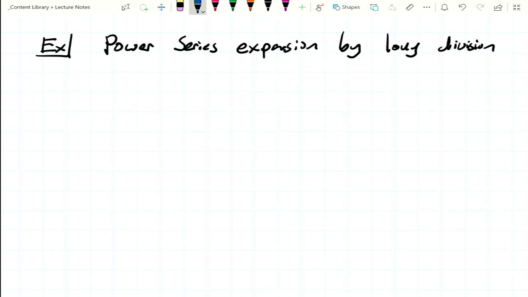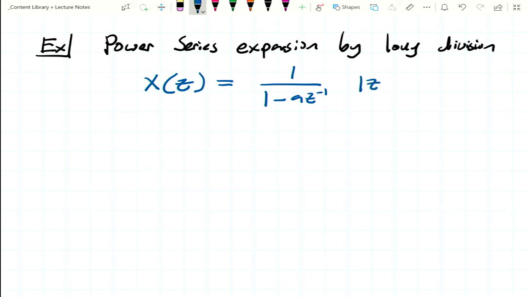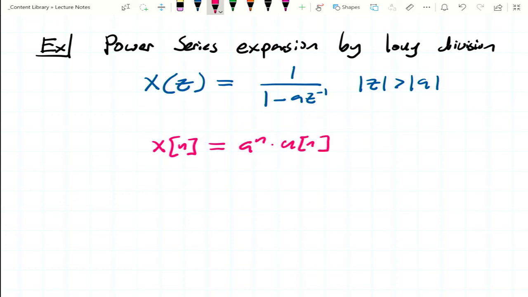So let's start with something that we actually already know the answer to. X of z is equal to 1 over 1 minus a z to the negative 1, and it's got to be that the magnitude of z is greater than a. Now we already know by inspection that x of n is equal to a to the n times u of n.